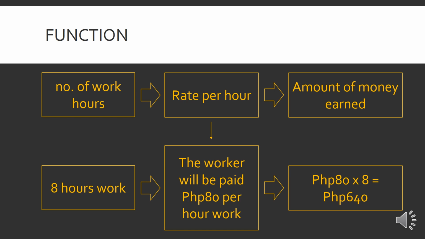Example, a worker will be paid 80 pesos per hour. The value of x is 8 hours. So find the value of y. We will enter our input, which is 8 hours, to our function machine. Inside, every hour of work will be multiplied by 80. So that will be 80 times 8 equals 640. So the earning of 640 depends on the number of work hours that the worker works.